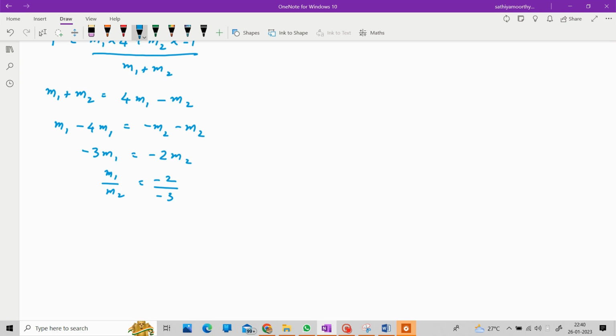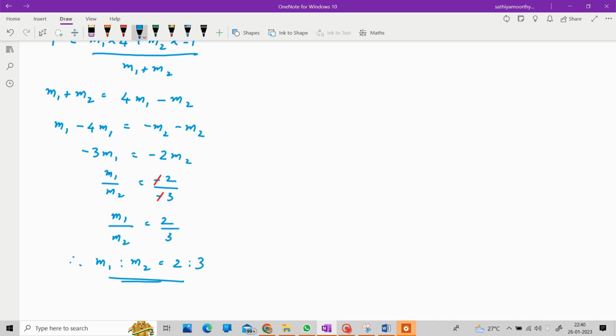So negative sign I can cancel, minus and minus I can cancel. So I'll be getting m1 by m2 is equal to 2 by 3. Therefore, we have found out the ratio, that is m1 is to m2 is equal to 2 is to 3. The first part is over.